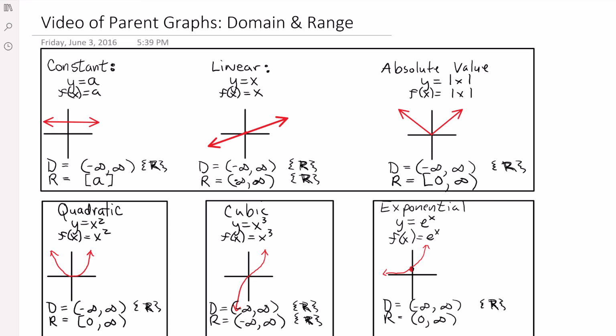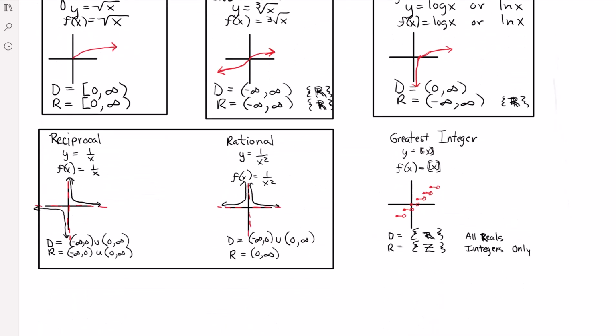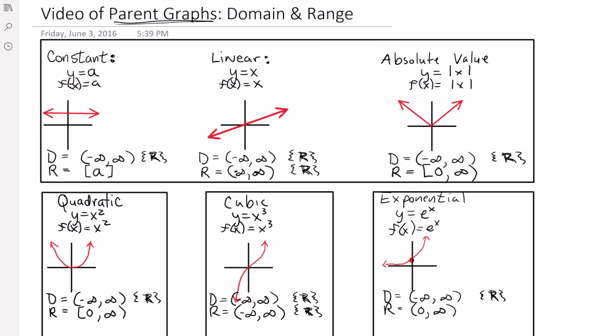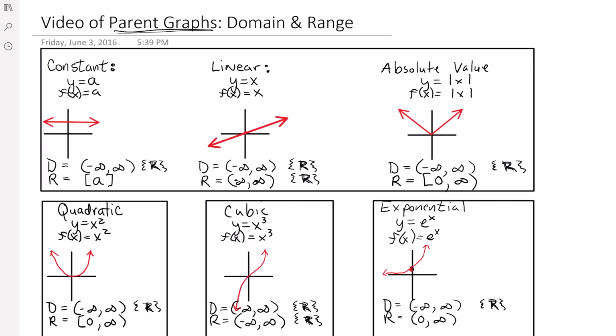Okay, this is going to be a quick review of the parent graphs and their domain and range. All of these right here are the parent graphs. So the constant graph, that's when y is equal to any number. So let's call this 3. We could name that 3000, it doesn't matter. When y is equal to a number, it's going to be a horizontal line.